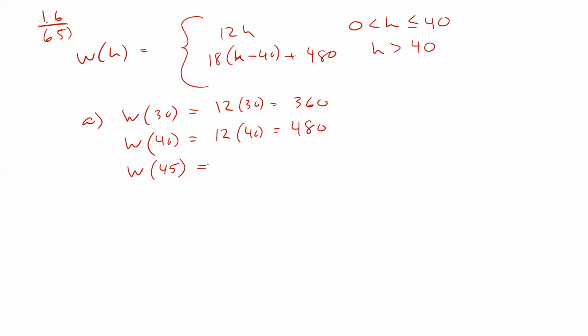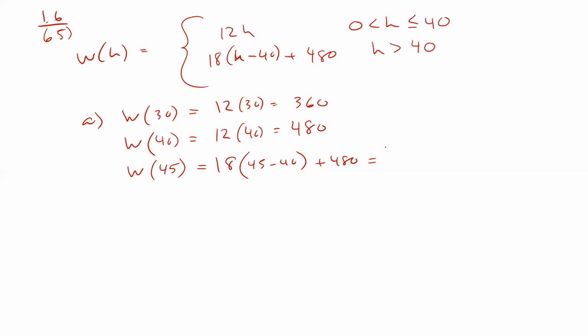So at 45, that means he just went above the 40-hour limit. And we're going to use the bottom equation now. So in this case, it's going to be 18 times 45 minus 40 for the time worked over 40. And we go from there.